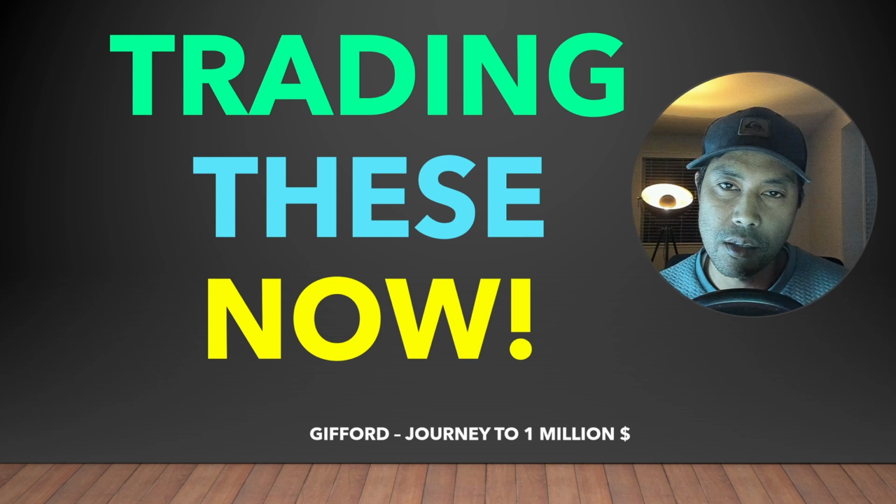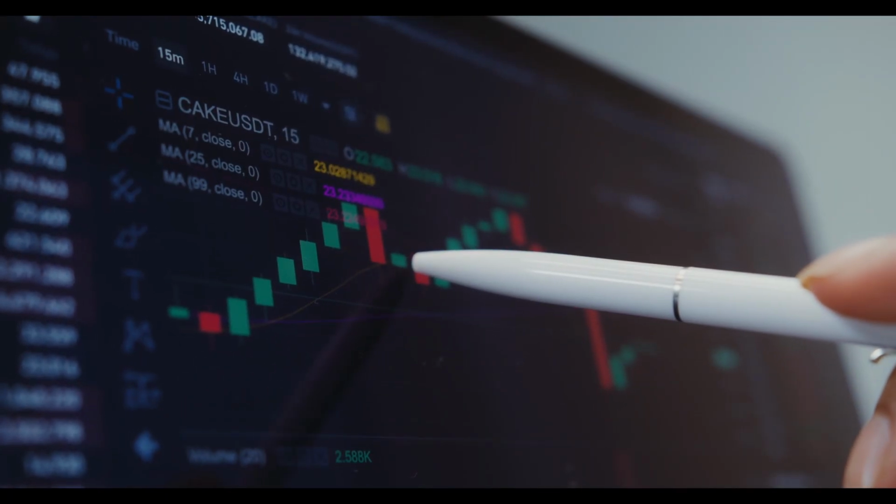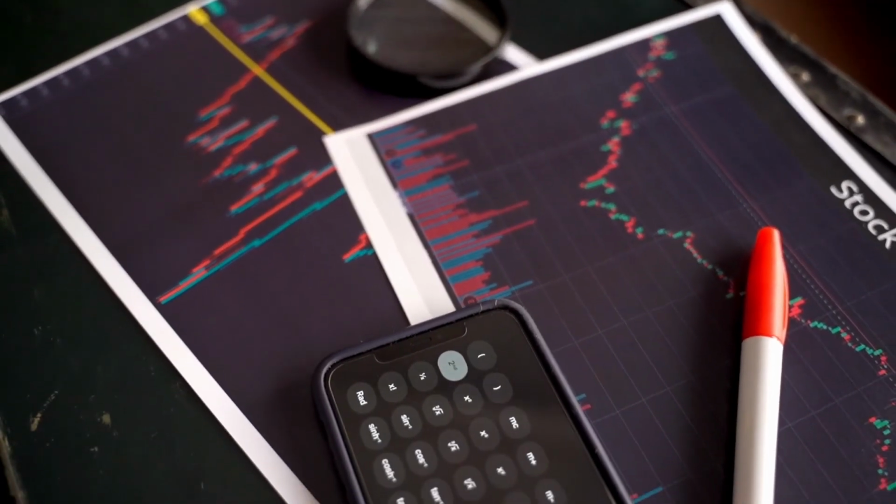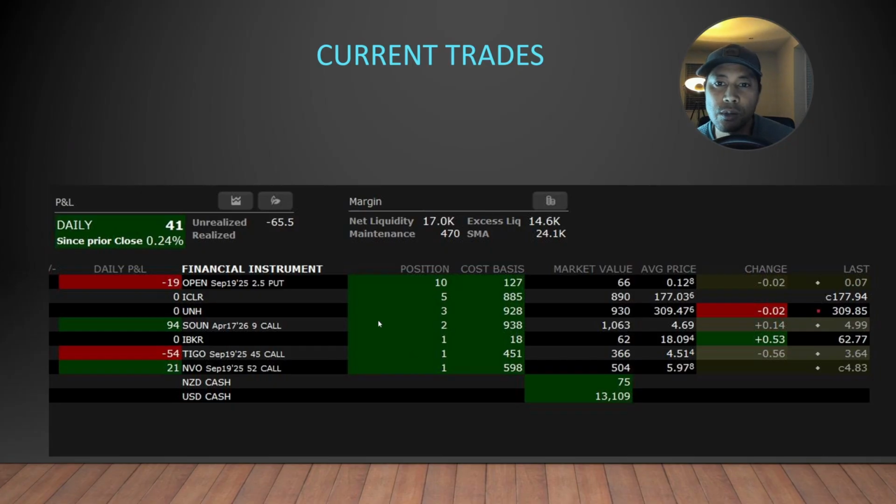Today I'm going to be talking about the stocks that I am trading right now in my Interactive Brokers account. I am still under the weather, so bear with me, but getting straight into it, these are my current trades. This is a trading video, so we just jumped straight in. We can see here that it's a $17,000 account, that's USD, and here is my current open position.